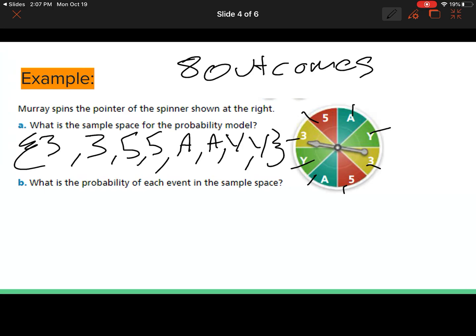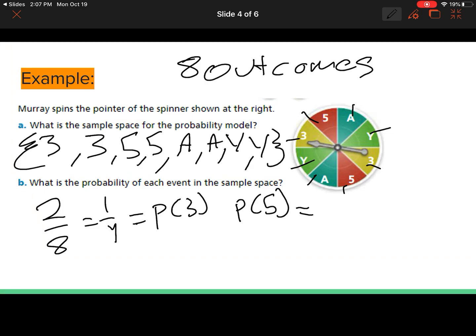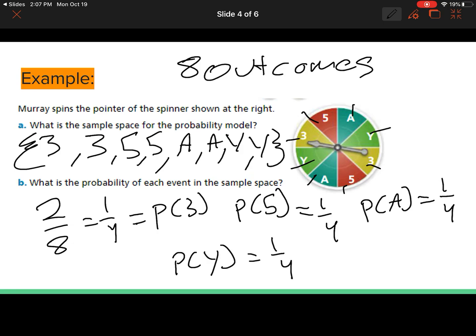And it's asking us the probability of each event in the sample space. So what's the probability we would land on a 3? Well, we'd have 2 out of 8, which would be equal to 1/4, right? And this is our probability. All right. Now how about our probability of a 5? Well, we also have 2 out of 8, or 1/4. Then the probability of an A would be 2 out of 8, or 1/4. And the probability of a Y would be 2 out of 8, or 1/4.